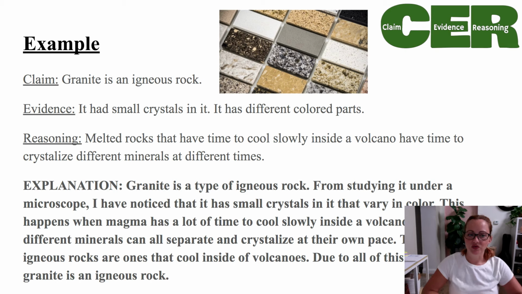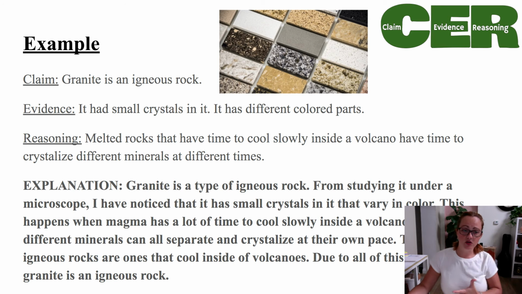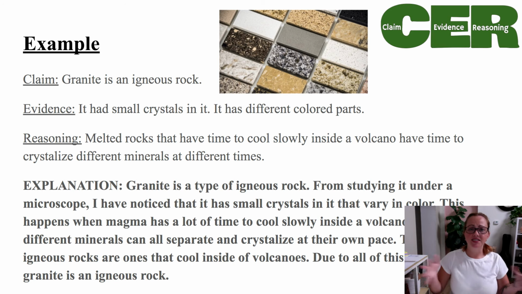So my reasoning is going to be that melted rocks have had time to cool slowly inside a volcano. Those rocks that cool slowly have time to crystallize at their different temperatures. So let's say a white crystal crystallizes at a higher temperature than a green crystal, than a pink crystal. They all need different temperatures. So if magma inside a volcano has a really long time to cool slowly, it's going to have time for each one of those rocks to crystallize at different temperatures. So that is going to be my reasoning.